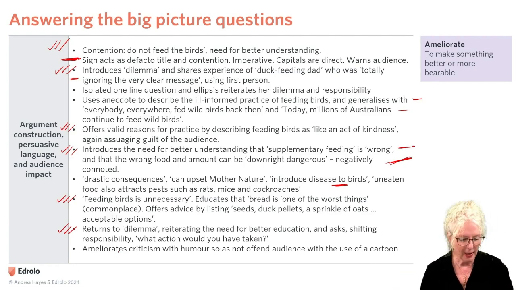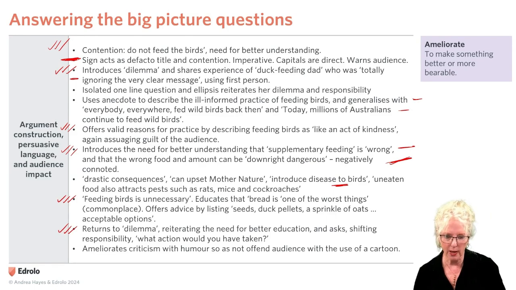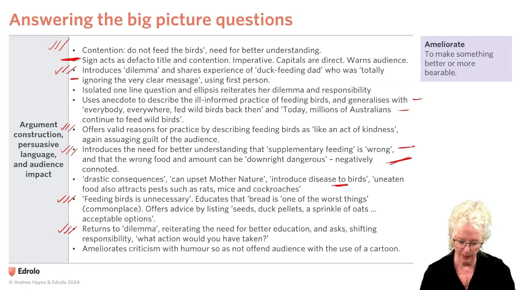So she ameliorates, I love that word, to make something better or more bearable. She ameliorates the criticism with humour so as not to offend anyone, and that's that last cartoon. Now, if we look here, we've got argument construction: contention, introduces dilemma, offers valid reasons for practice, introduces the need for better understanding, feeding the birds is unnecessary, and returns to dilemma.